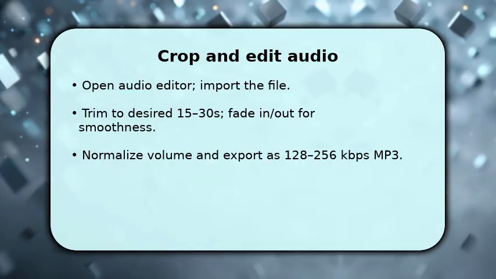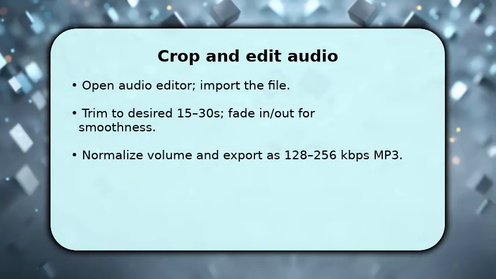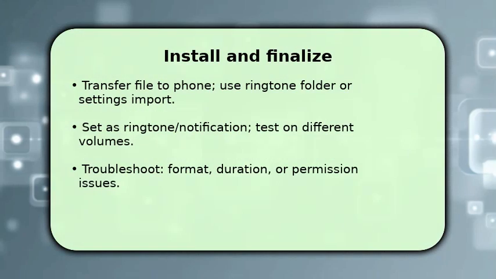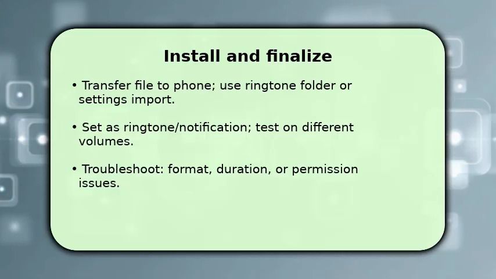When satisfied, export as MP3 or M4A at 128-256 kbps. You'll then have a clean, phone-ready file to transfer. Finally, move the edited file to your phone's ringtone folder or use the system import in settings.